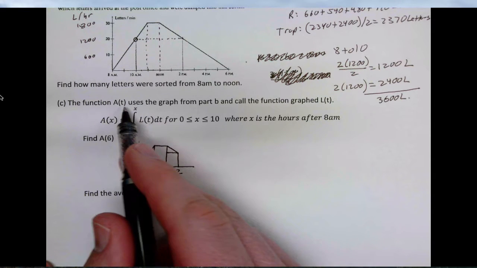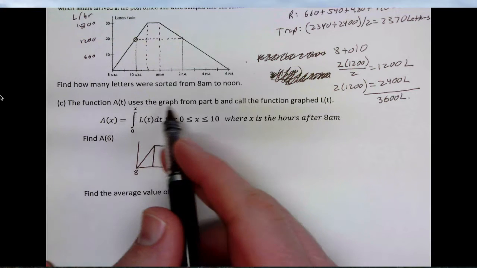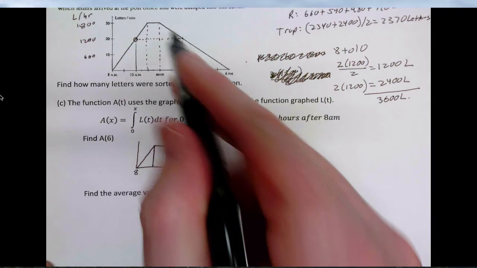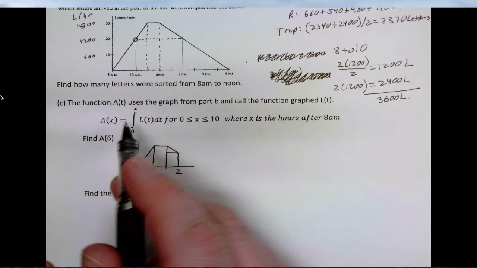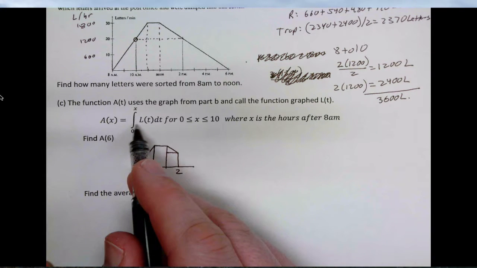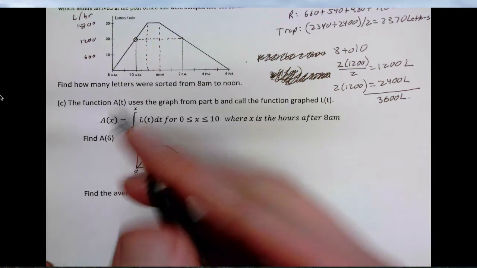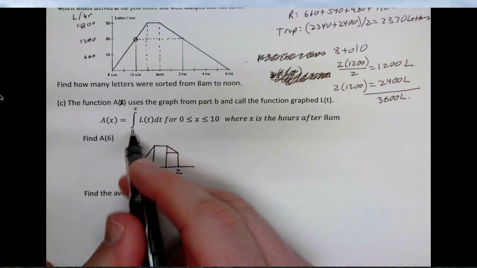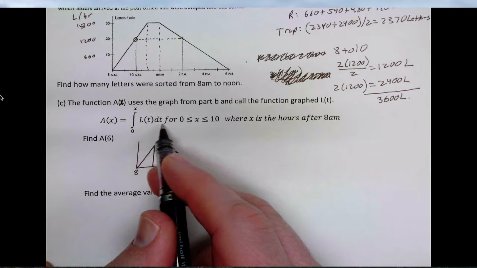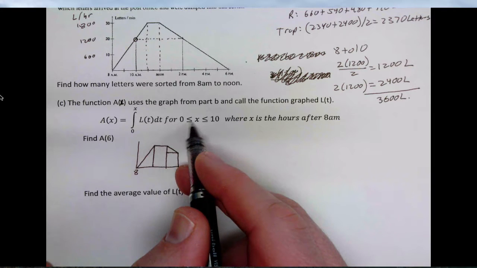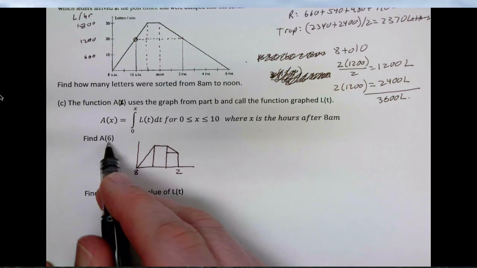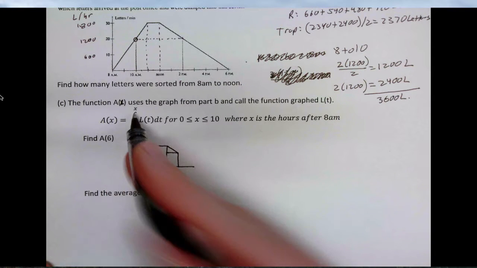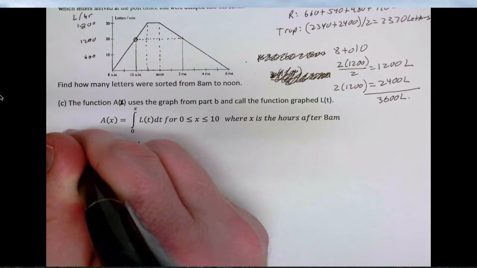What it's saying is that A of t uses the graph from Part B. So there's the graph, and call this function graphed L of t. The area equals, so A of x, it says A of t here, it should say A of x. A of x equals the integral from 0 to x of L of t dt for 0 to 10, where x is the hours after 8 a.m., and it says find A of 6. So that means the area from 0 to 6. So we're looking at the integral from 0 to 6.